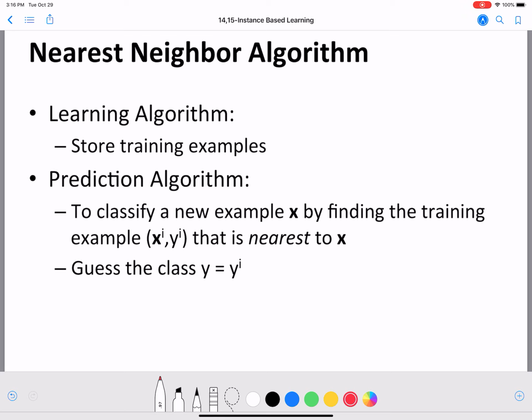At prediction time, to classify a new example, we find the nearest examples to that example. And then whichever class wins, let's say xi, yi correspond to all our nearby examples, and yi is the class of each of these examples, and whichever yi is occurring the most number of times is our prediction for our unknown class y for our example x.